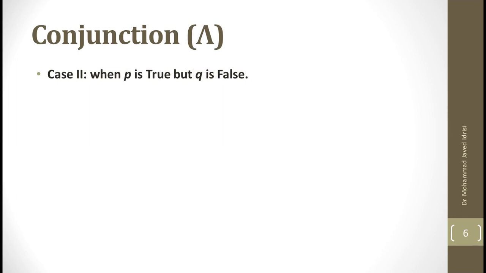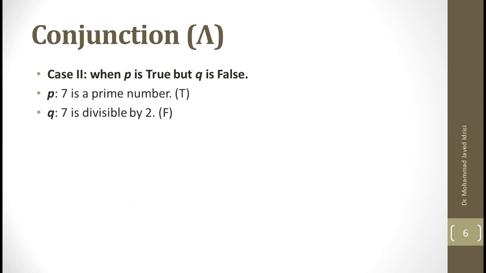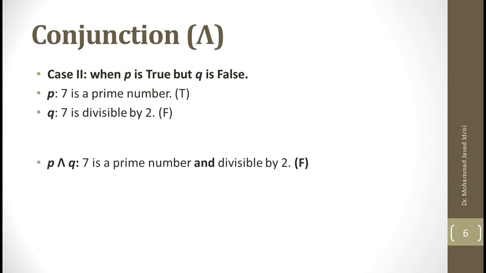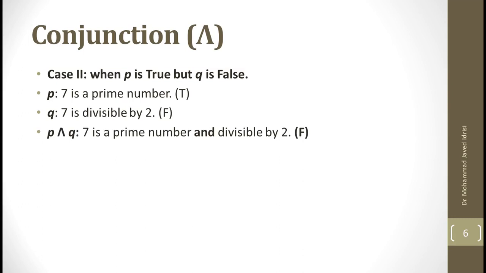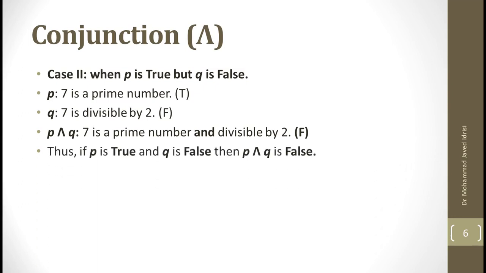In second case, we consider P is true but Q is false. Here P is 7 is a prime number, which is a true proposition, and Q is 7 is divisible by 2, which is a false proposition. So their conjunction is P and Q as 7 is a prime number and divisible by 2, which is a false proposition. So the conjunction P and Q is false if P is true and Q is false.